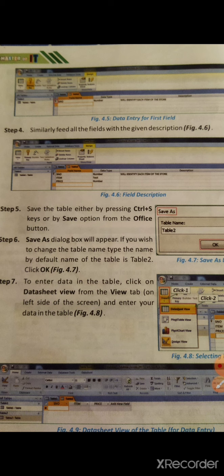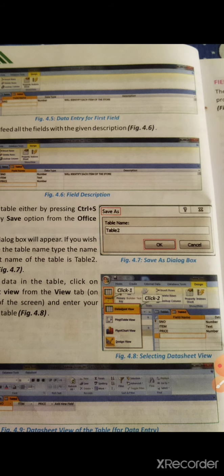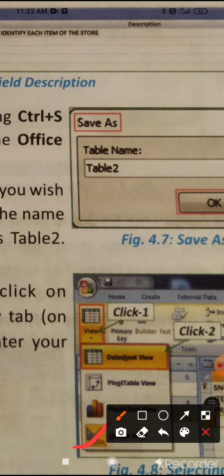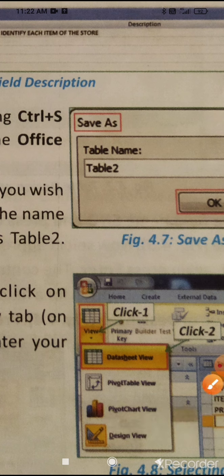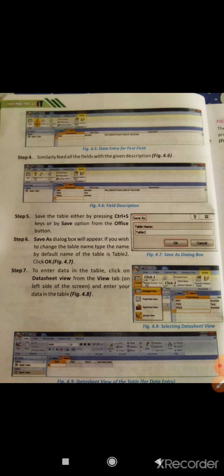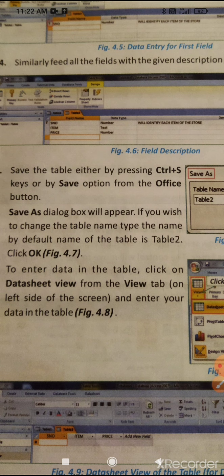Then price. For entering the values, we have to click on the datasheet view from the view tab. Okay, see here, this is the view tab, and here I have to click on the datasheet view. So I have to design the fields in design view, and then I have to enter the values in datasheet view. After clicking on this, you have to enter your data in the table, like this. Here you have to enter your data: serial number, then item, then price, one by one.